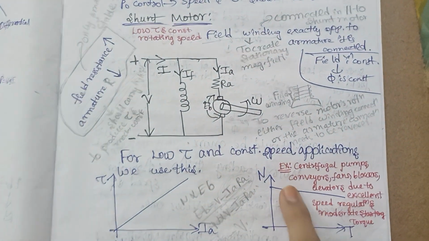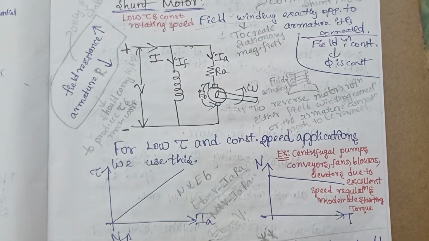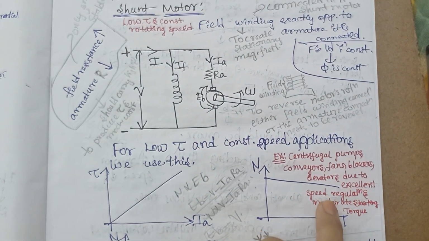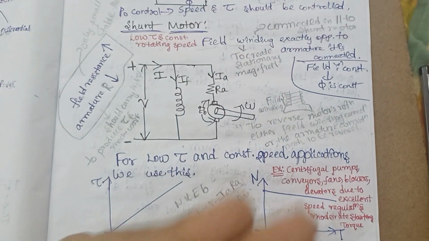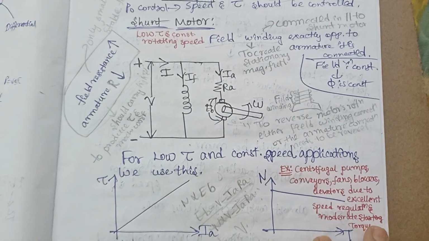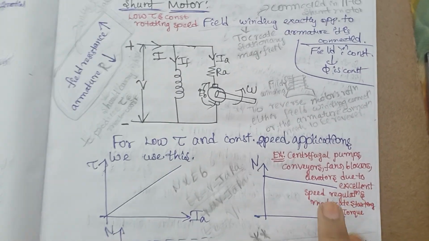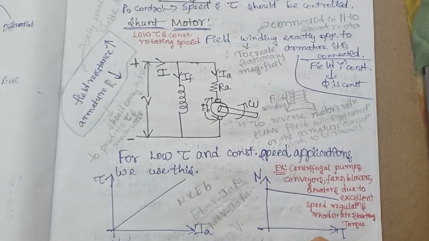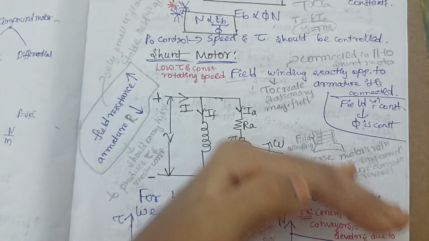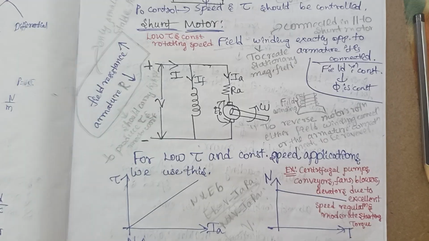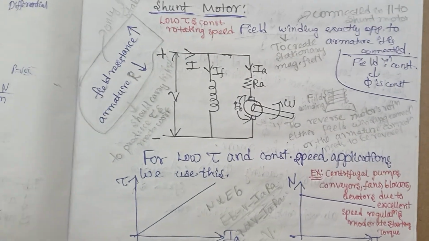And in the same way, in conveyors, some fans, some blowers, elevators, we use this shunt motor due to their excellent speed regulation. So fans should rotate with a constant rotating speed, so in fans we can use this shunt motor, due to its excellent speed regulation and moderate starting torque. Okay, so this is all about the shunt motor, and it is more than enough if you mention all these points when in an examination they ask you to write about the shunt motor.